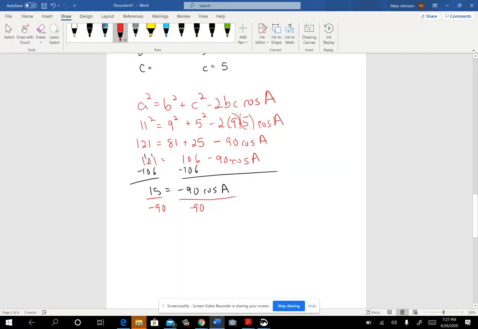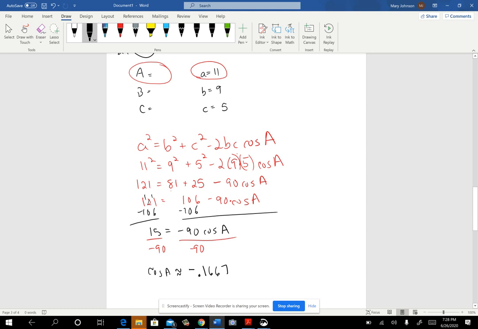And that's going to tell us that cosine A, and let me do that work, I'm going to take the 15 divided by the 90. It's going to tell me the cosine A is about negative 0.1667, okay?